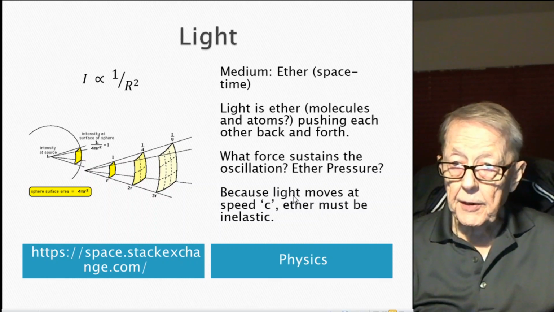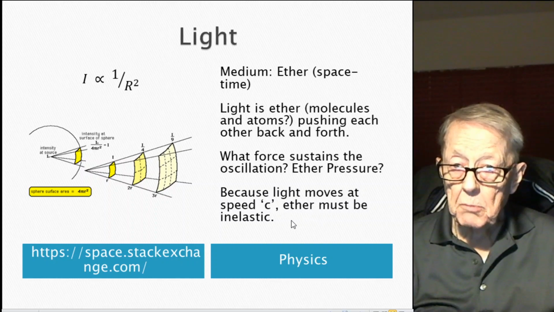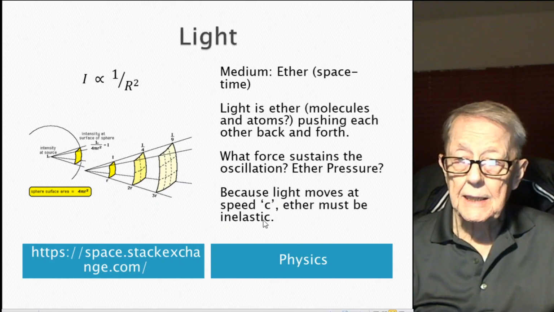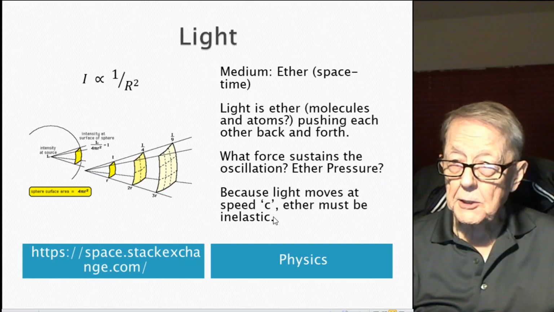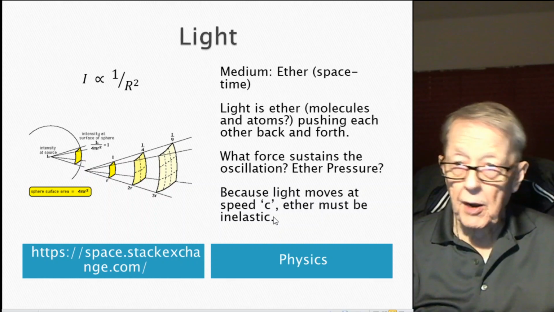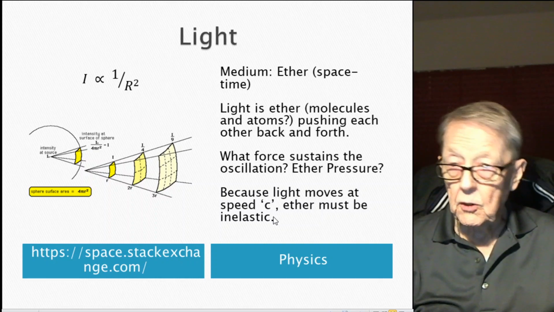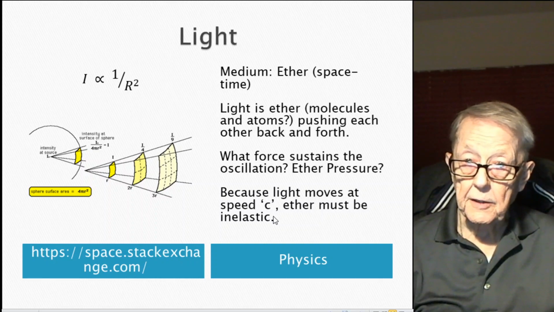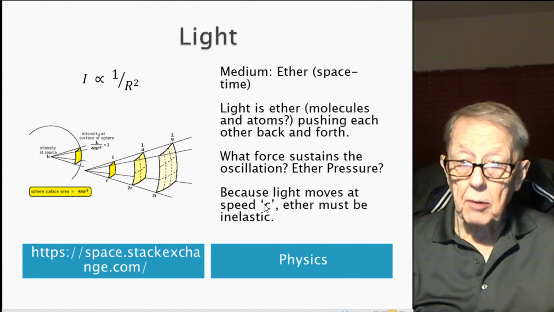But here's another interesting point. Because light moves at speed c, the ether must be inelastic. If it's elastic, how does it propagate at speed c and get from Andromeda galaxy all the way to us without totally being lost? And sound doesn't propagate that far, and of course, sound doesn't propagate at speed c either.